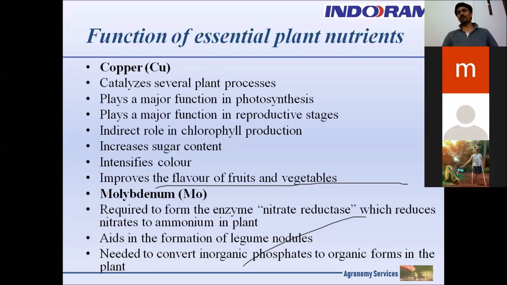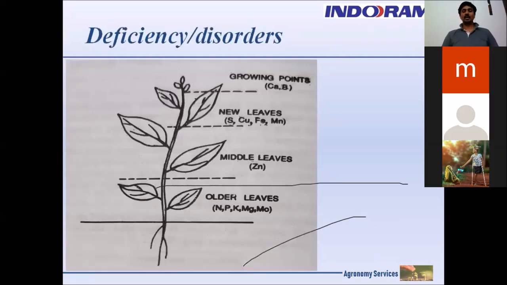Molybdenum is required for all those pulses, because molybdenum is an element which is required for nitrogen fixation, and aids in the formation of legume nodules, needed to convert inorganic phosphate to organic form. So now this is somehow close to my heart, the deficiency and disorder.